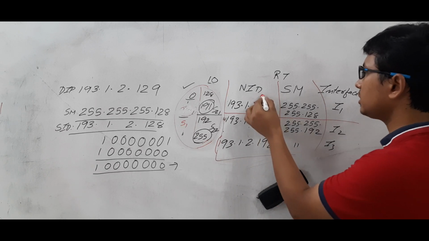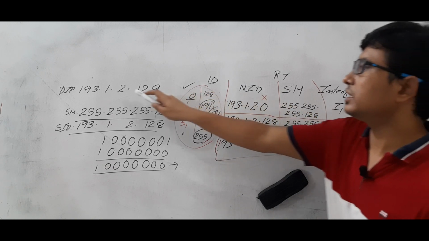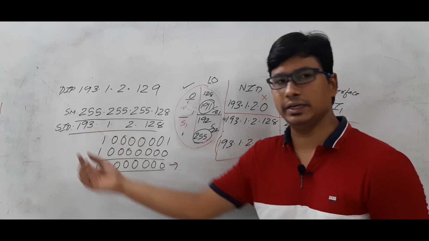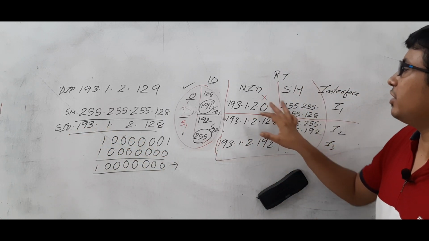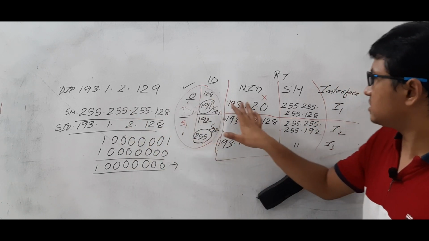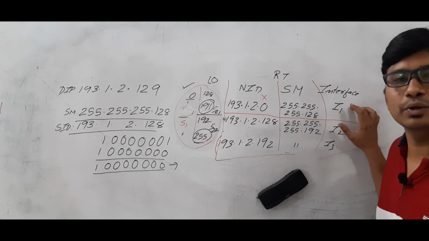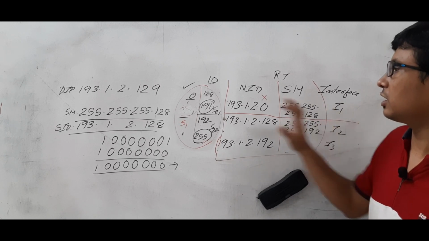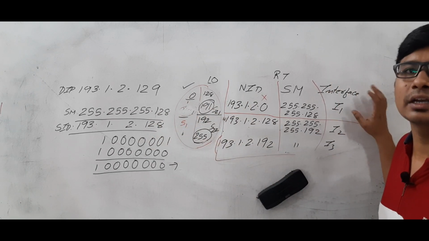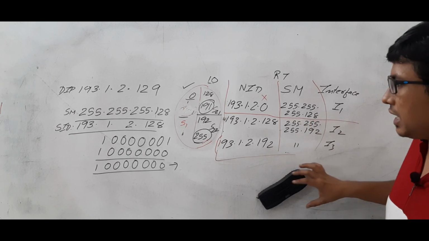Are you able to follow it or not? Because you have taken the subnet mask and the destination IP address, you got some subnet ID, meaning you got the network ID. Now you will verify whether this network ID and this network ID are the same or not. If it is the same, the router will transfer the packet using interface I1. Are you able to understand it or not? However, these two are not the same, so it will not transfer the packet using interface 1. Then what will it do?